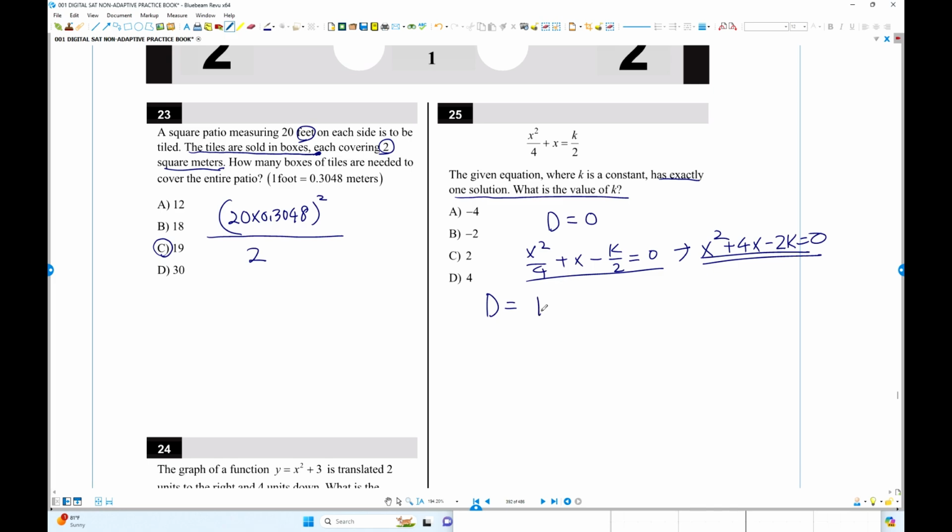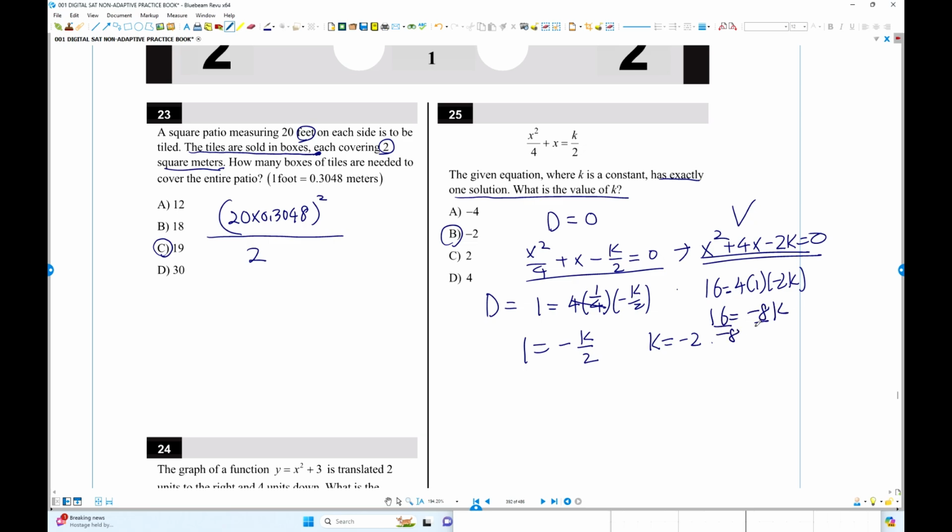So 1 squared is 1, minus 4 times a, which is 1 over 4, times c, which is negative k over 2. That equals 0, because the discriminant is 0. So 1 equals negative k over 2, and the value of k equals negative 2 is the answer. Or you can use the other one: b squared is 16 minus 4 times a, which is 1, times c, which is negative 2k, equals 0. So 16 equals negative 8k. Divide by negative 8, still negative 2.